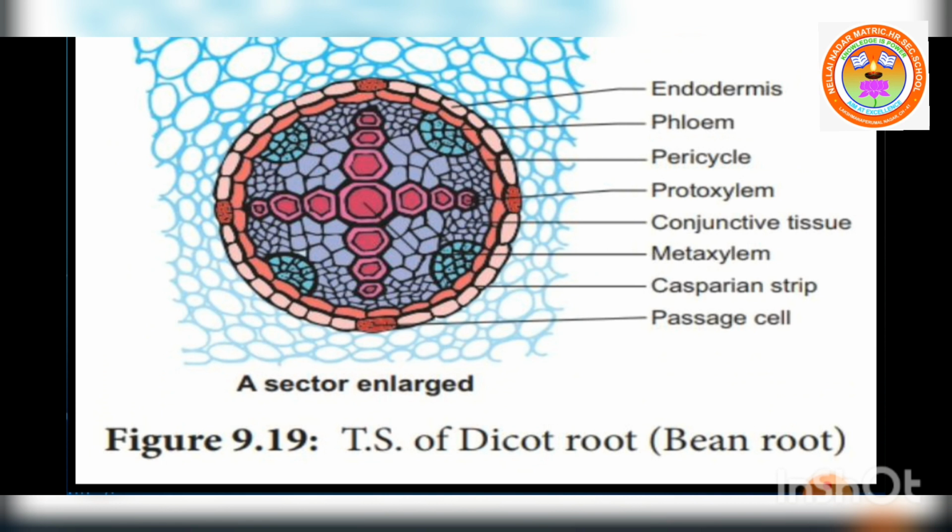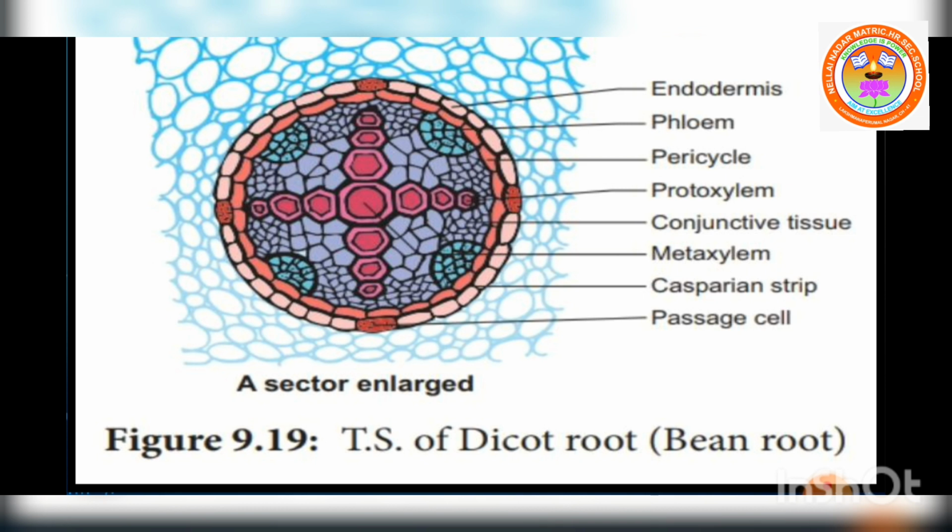So far we discussed the outermost layer, epiblema. Next to the epiblema, we can see cortex. Innermost layer of cortex is endodermis. Next to endodermis, we can see stele. What is stele? All tissues inner to endodermis constitute stele. It includes pericycle and vascular bundle.